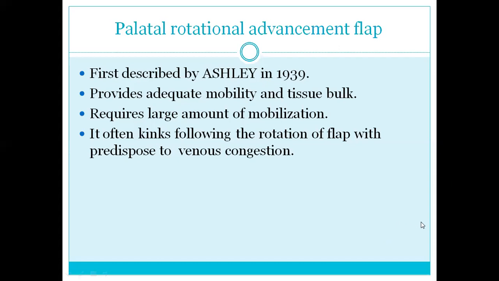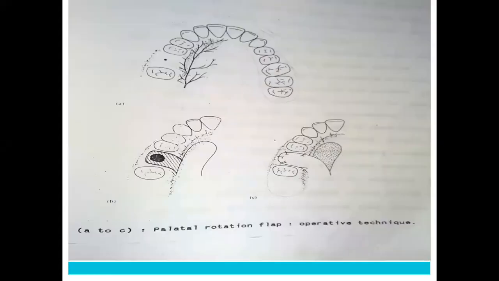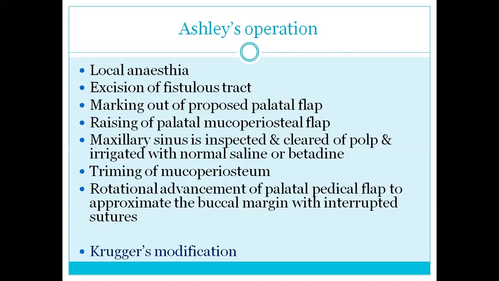Ideally, the fistula is treated by removal of the fistulous tract followed by closure, which is done by palatal rotational advancement flap and Ashley's operation. It was first described by Ashley in 1939, provides adequate mobility and tissue bulk, and requires a large amount of mobilization. It often kinks following the rotation of the flap, which predisposes to venous congestion. Now the diagram shows the palatal rotation flap and the operation.